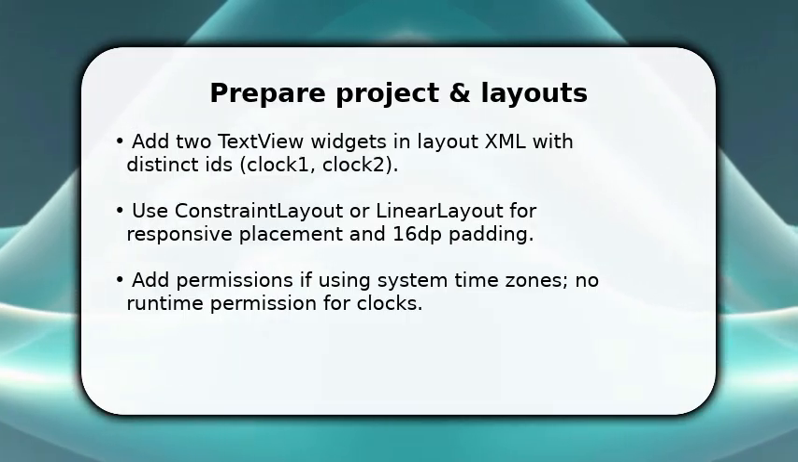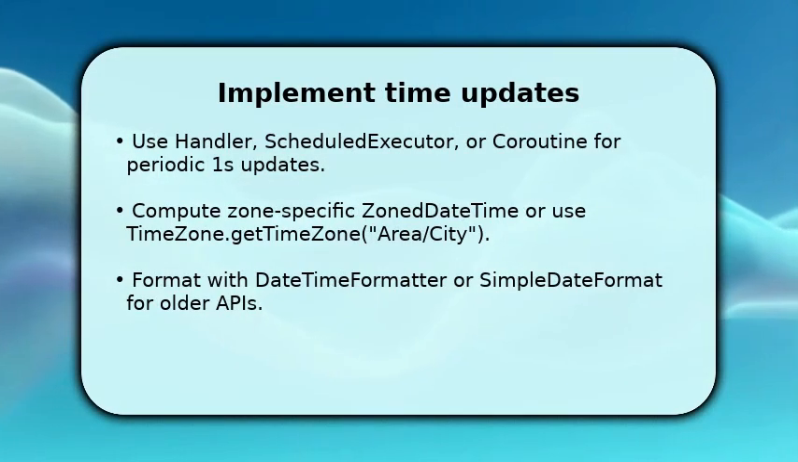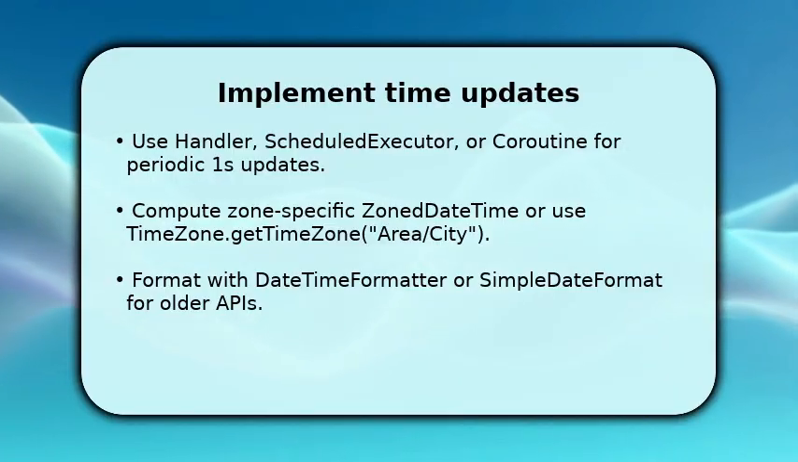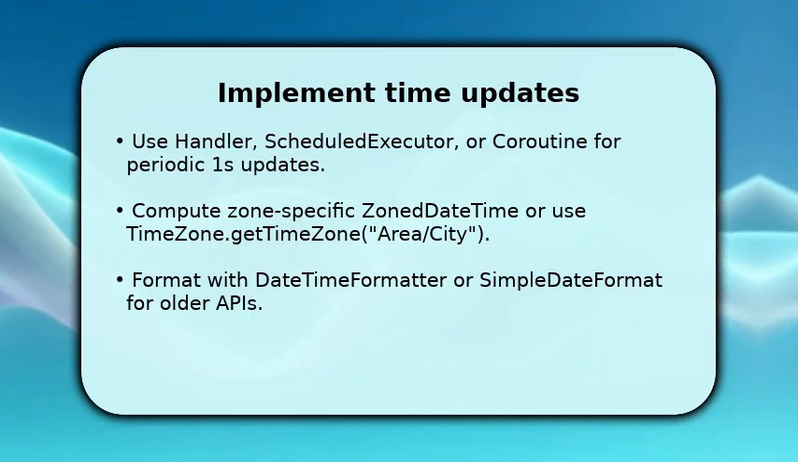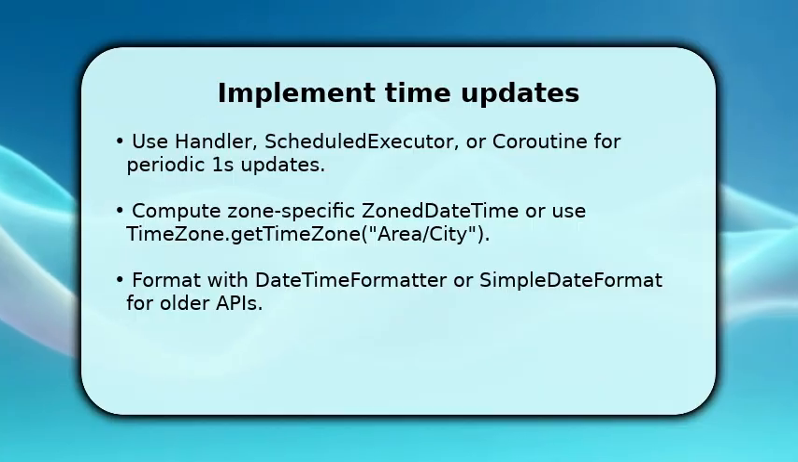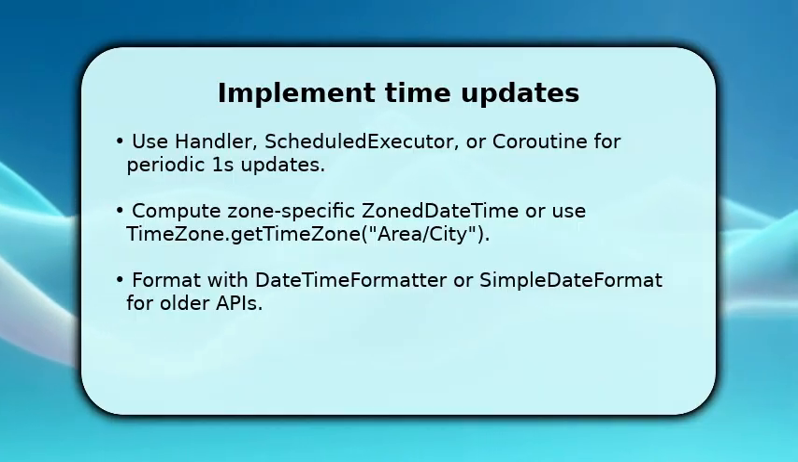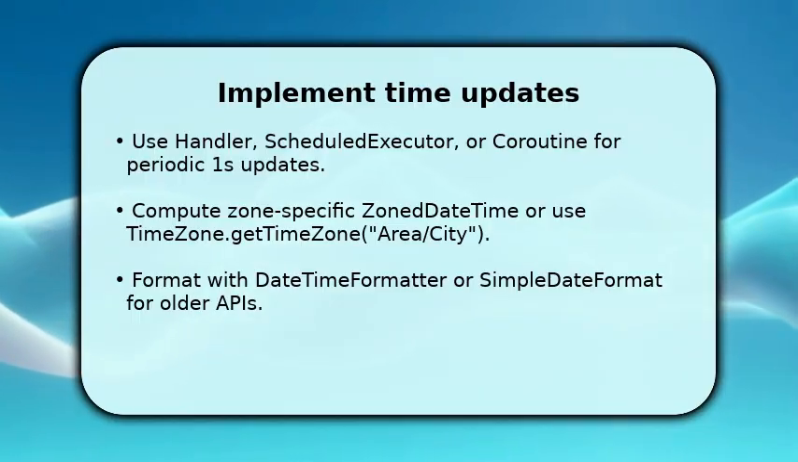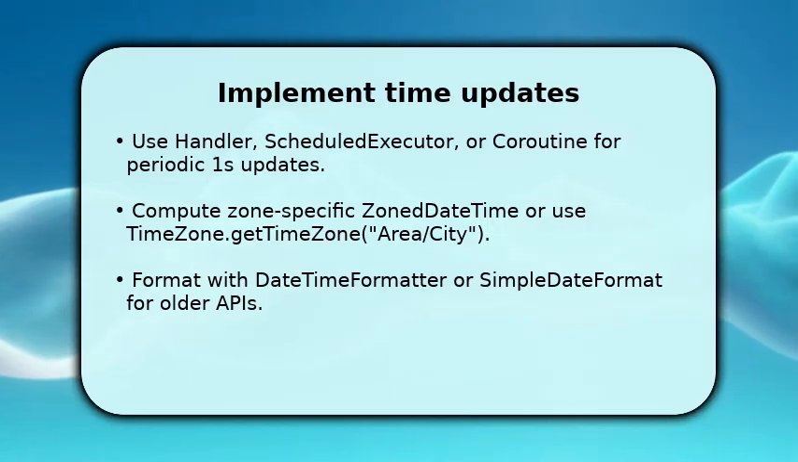Start a coroutine on Dispatchers.Main or a Handler that posts every second to update the UI. For each tick, compute two ZonedDateTime instances, one for the local default zone and one for the remote zone using a zone ID of America/New_York or similar. Then format each with a DateTimeFormatter of pattern HH:mm:ss or a localized pattern, and assign the results to clock1.text and clock2.text.